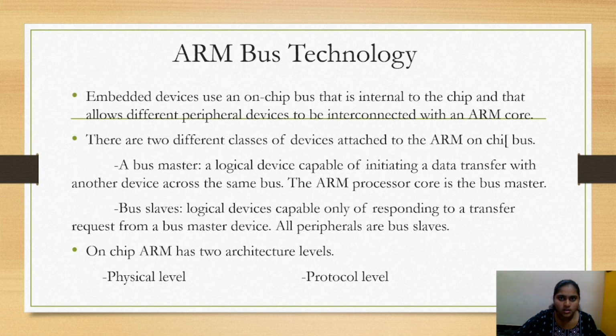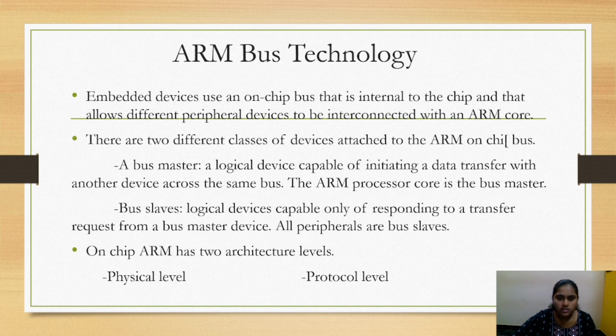The next topic is the ARM bus technology. Embedded devices use an on-chip bus that is internal to the chip and that allows different peripheral devices to be interconnected within an ARM core. There are two different classes of devices attached to the ARM on-chip bus. The first one is the bus master and the second is the bus slave. Bus master: a logical device capable of initiating a data transfer with another device across the same bus. The ARM processor core is the bus master. Bus slave: logical devices capable only of responding to a transfer request from a bus master device. All peripherals are bus slaves.